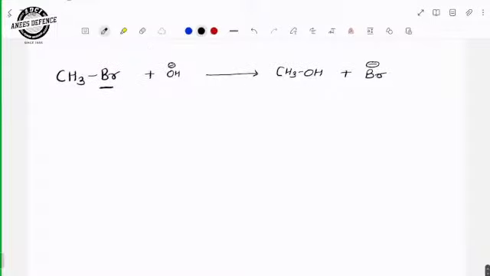Now, when you look into this carbon atom, what is the hybridization of this carbon? It is sp3. What is the geometry? Tetrahedral. Very good. So the hybridization of this carbon atom is sp3, so it is tetrahedral in nature. Let us write like this. This is my tetrahedral structure.